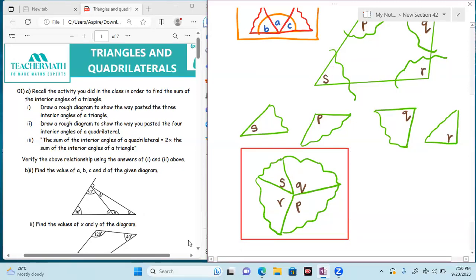Here we obtain angles around the point. We know that the angles around a point equal 360. Okay. Then the sum of the interior angles of a quadrilateral is equal to 2 times the sum of the interior angles of a triangle. Okay.